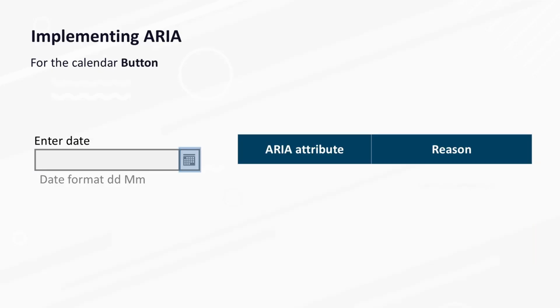For the calendar button, aria-label to provide a clear, accessible name for the button. For example, this could be "choose date". The aria-label can be updated after a date is selected to include the chosen date, such as "change date" and, for example, 24 June 2026.